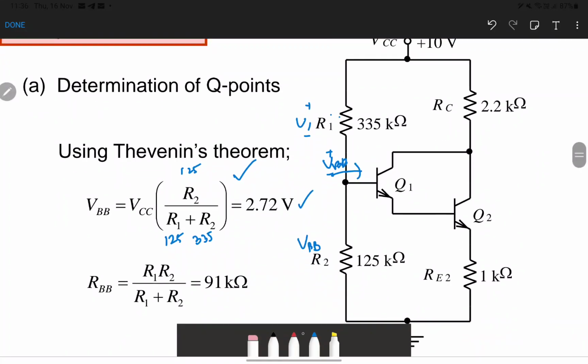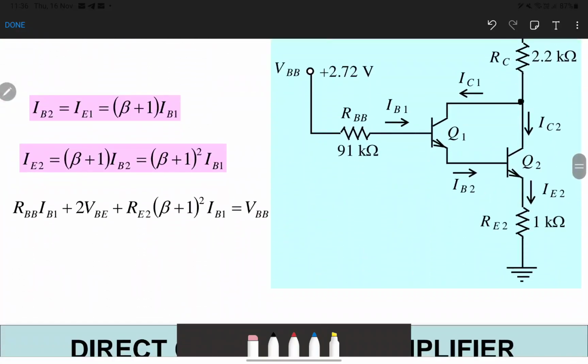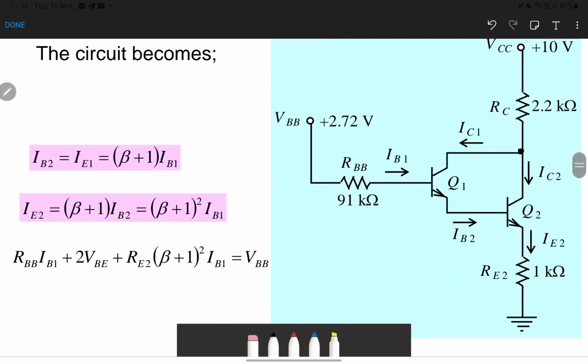And then the input resistance at the base is located between R1 and R2, which means they are in parallel. So RBB is R1 parallel R2, and then we get the value of 91 kilo ohm. Then transform this circuit into the simplest one like this. From this circuit we can find the value of IB1.